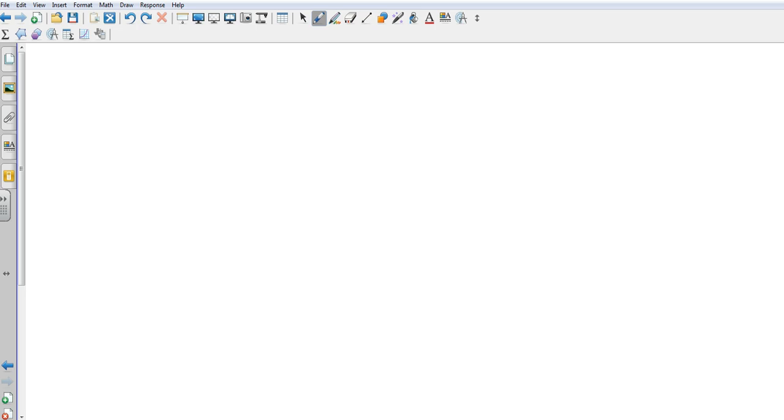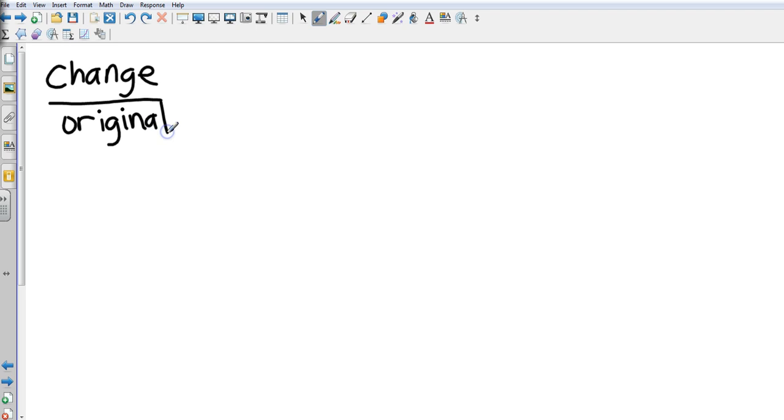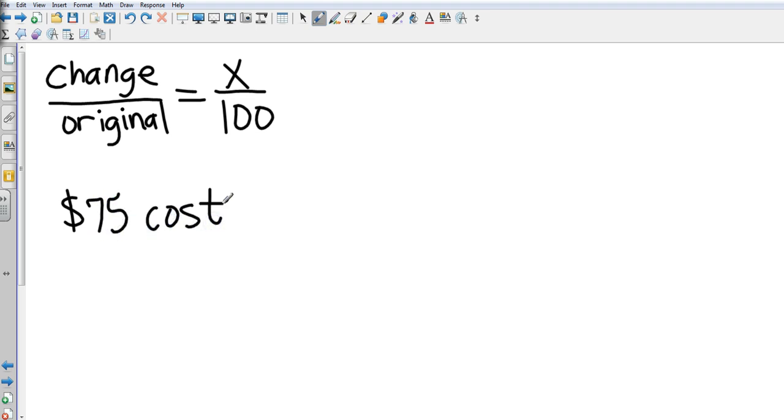What if they give you a value and then give you the percentage, but then they want you to find the original value? So remember that it's original cost. Excuse me, I need to rewind there. It's the change over the original equals the percentage. So what if they tell you the cost of something is $75, but it's discounted 20%? It's discounted 20%.